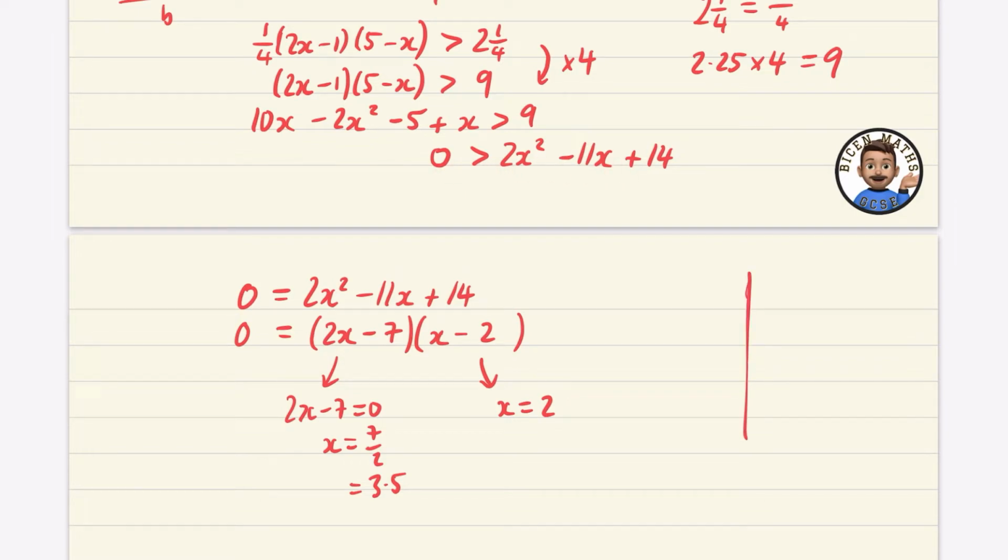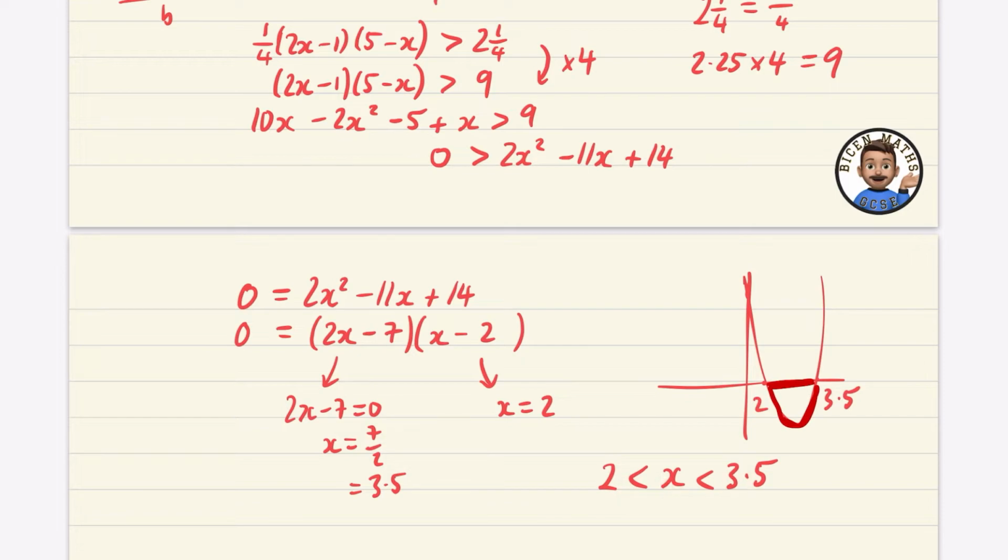So we've got these critical values, which means we can draw the graph. So it's going to be between 2 over here and 3.5, and we want the graph to be less than 0. You kind of read that inequality backwards. So less than 0 is this section. So it looks like the set of values that x can be is in between 2 and 3.5.